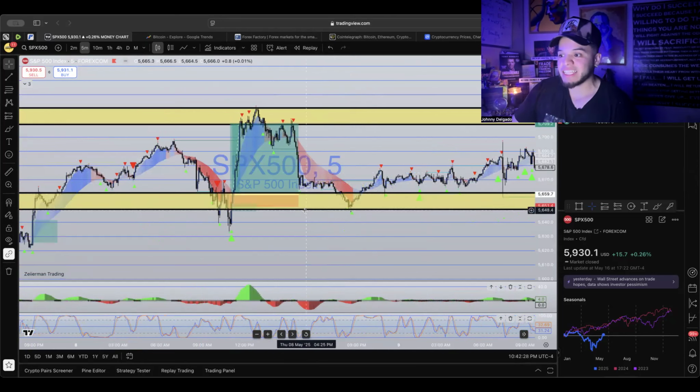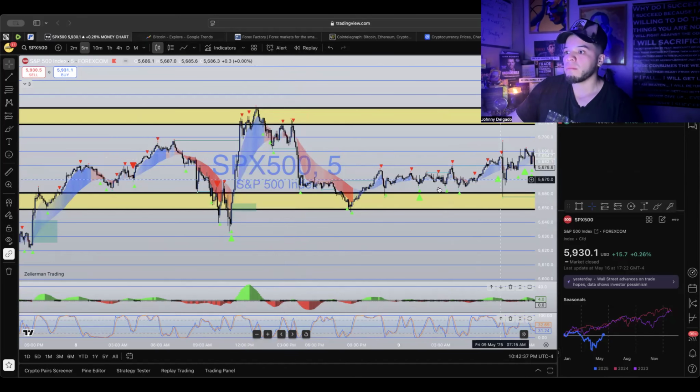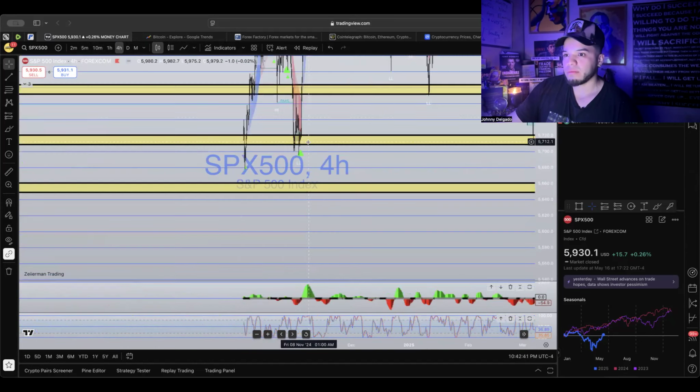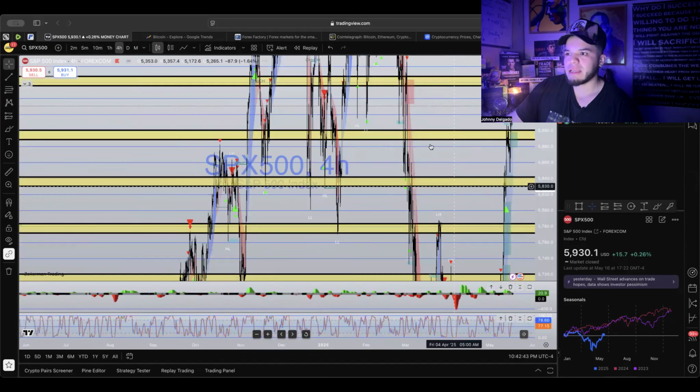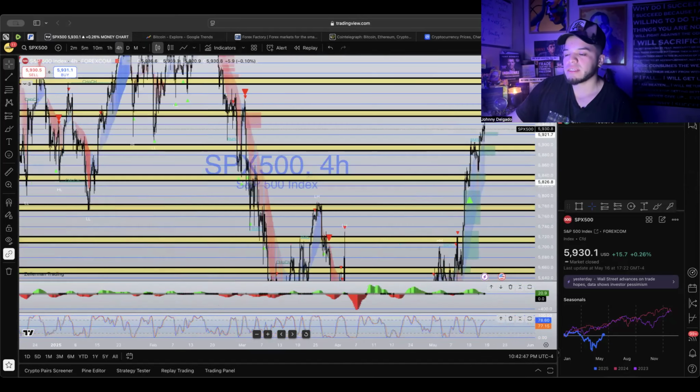So that's how I look at my POC. That's how I mark up my supply and demand zones, my POC zones, and whatnot. So again, I look for where market makes its key moves. And again, if I go on the 4-hour, same concept. I'm looking for when market breaks from these areas.